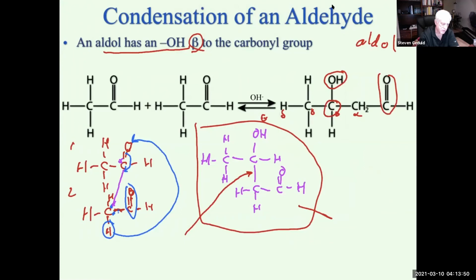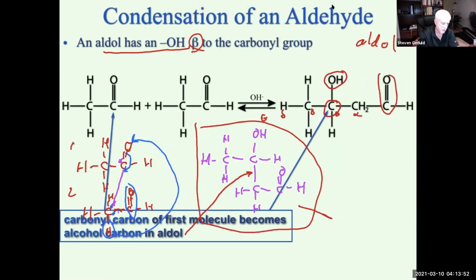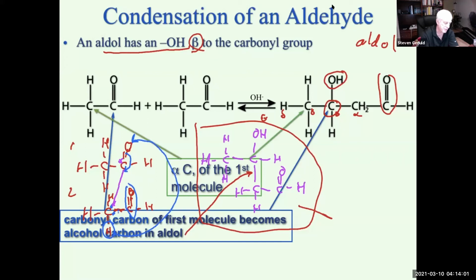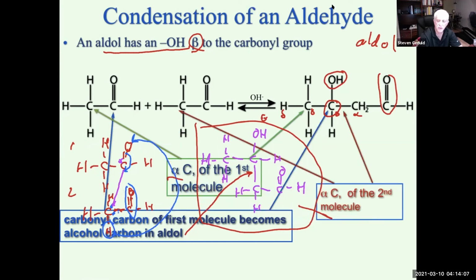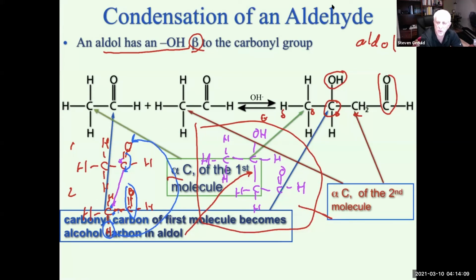Okay, so here's your reaction. This is, again, your carbonyl carbon of the first molecule, which becomes the alcohol carbon in the aldol. And the alpha carbon of the first molecule is the one marked with the green arrows, and the alpha carbon of the second molecule is the one marked with the red arrows. So you should identify where each one is being positioned as it comes across.